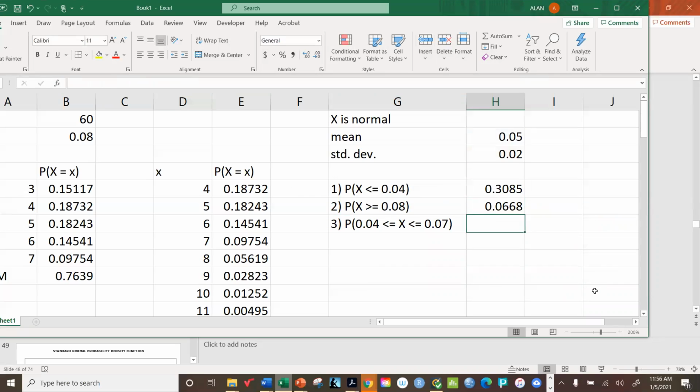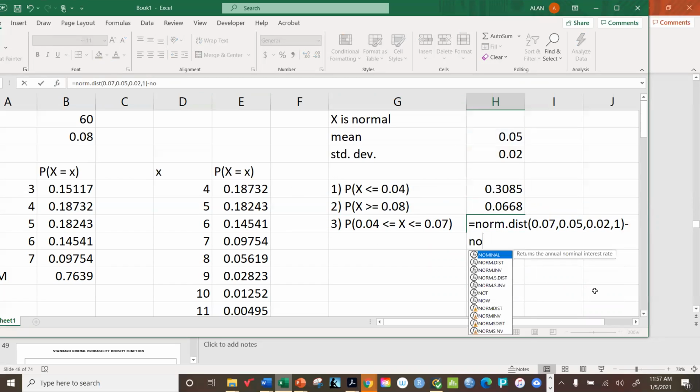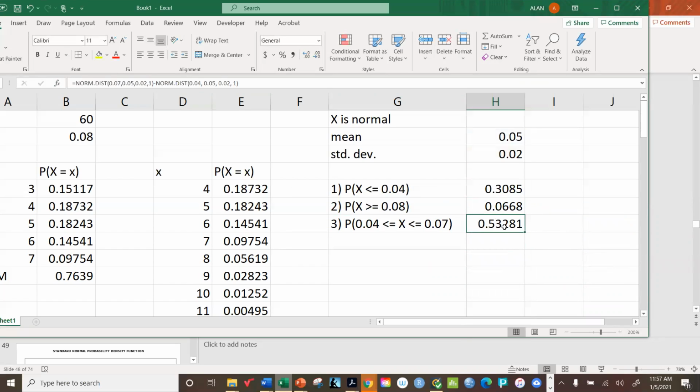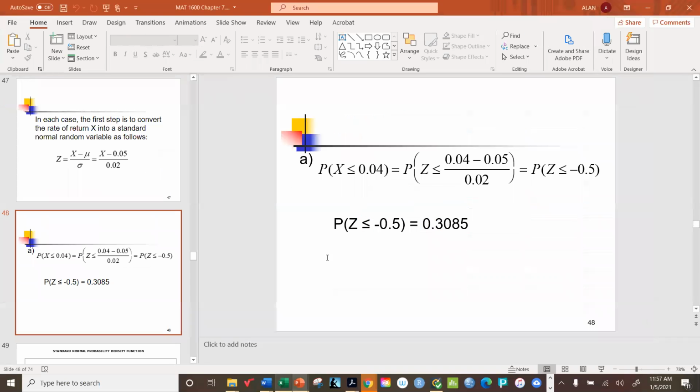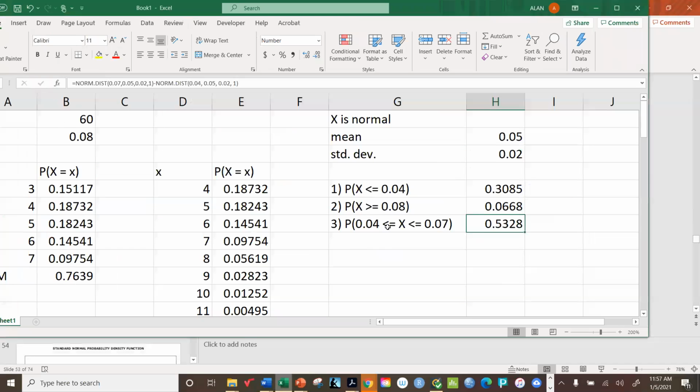And then for this one, we have to do this twice, just like we did with the charts. We're going to have NORM.DIST for 7%, and then we do the same thing for 4% and subtract one from the other, just like with the charts. We get 0.5328, which is exactly what we got here. Okay, so the normal distribution is also built into Excel, just like the binomial.